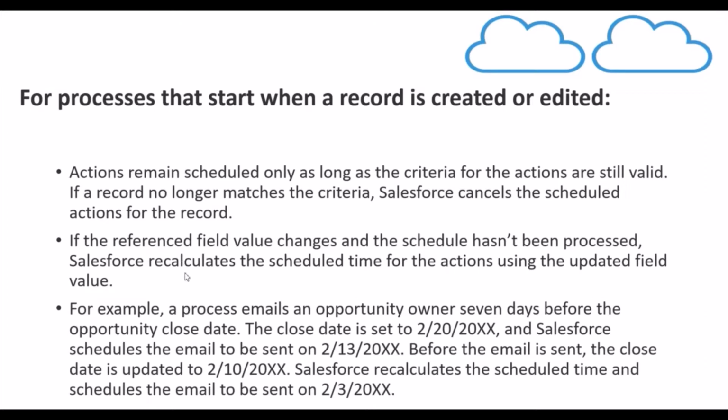We can take another example for this point. Let's say a process emails an opportunity owner 7 days before opportunity close date. Okay, and the close date is set to 20. Salesforce schedules the email to be sent on 13th, right? Because the date is 20, it will send email on 13th, 7 days before the close date. Now before the email is sent, if the close date is updated to 10, Salesforce will recalculate the schedule time and schedule the email to be sent on 3, that means 7 days before the updated date.